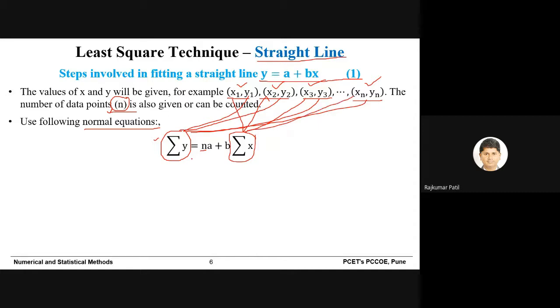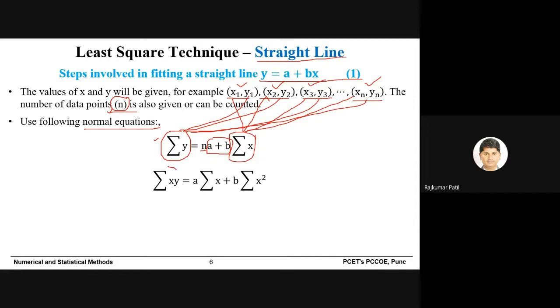So summation y, n and summation x are known or can be calculated, and there will be two unknowns, A and B. These are the two unknowns. Second normal equation is summation xy is equal to A summation x plus B summation x square.